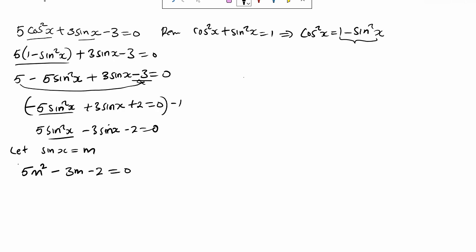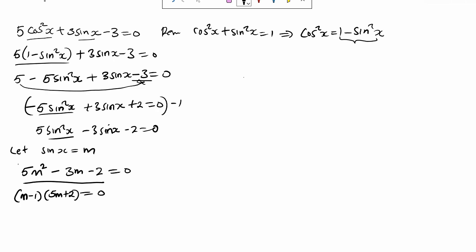Now here is a quadratic equation which can be simplified. You can use the quadratic formula, or you can use the factoring method, from which this equation here factors to (m minus 1)(5m plus 2), and everything equals 0.